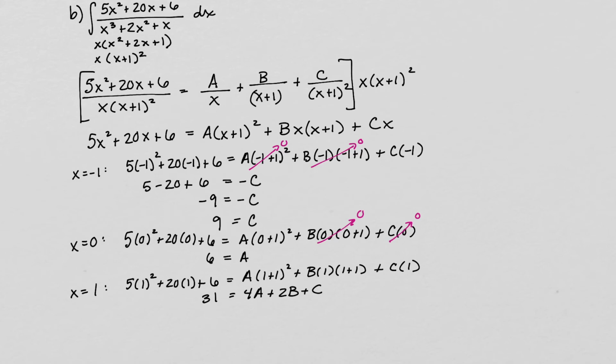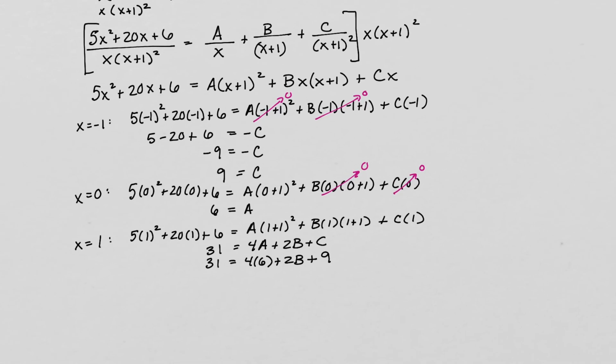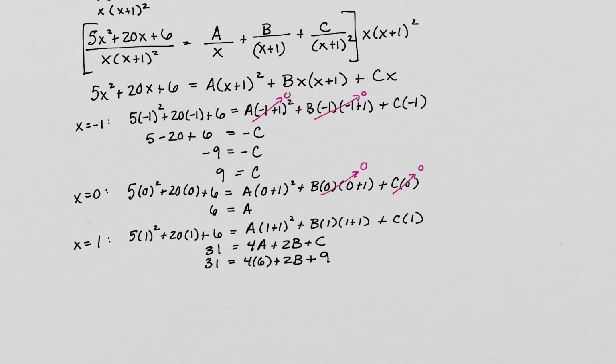But I happen to know what a is and I happen to know what c is. So 31 is going to be 4 times 6 plus 2b plus 9. So 4 times 6 is 24, right? 24 and 9 is 33. So 31 is going to be 33 plus 2b. So if I subtract 33, I get minus 2 equals 2b. Divide both sides by 2. B equals -1.